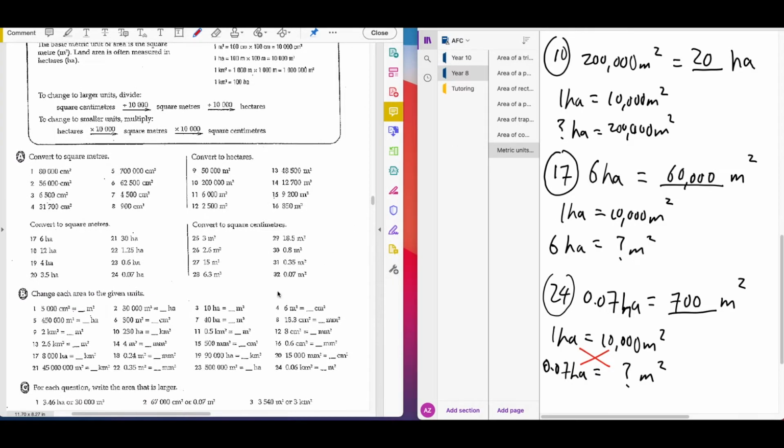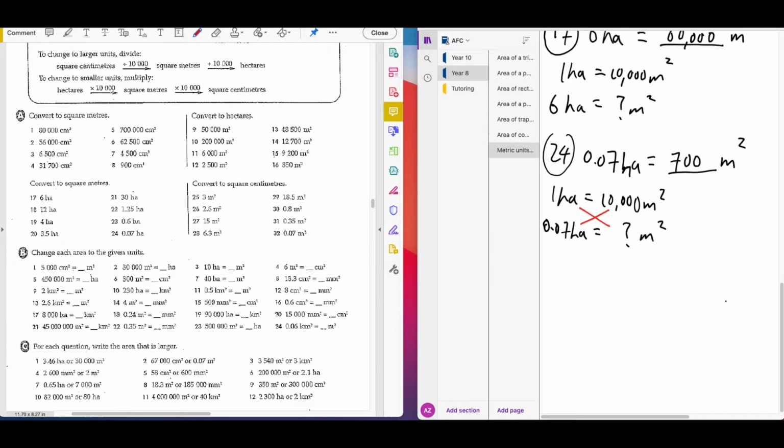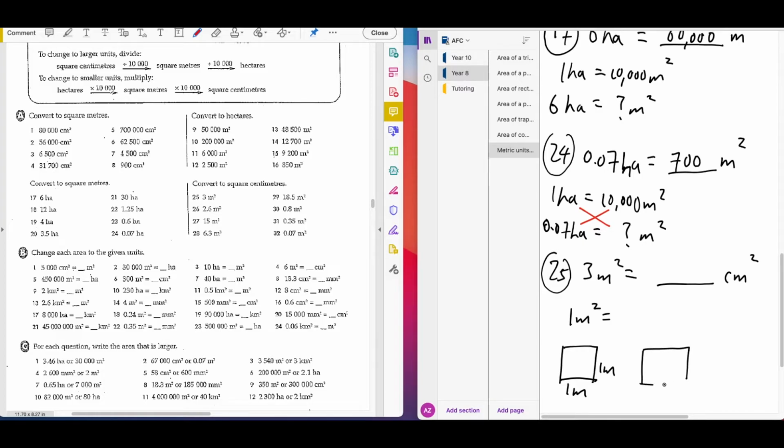All right, let's take a look at a different question. Question 25 says, convert to square centimeters. So 3 square meters is equal to how many square centimeters, right? If you think about it this way, 1 meter squared is equal to how many square centimeters? So if you think of a 1 by 1 square, 1 meter by 1 meter, and you have to convert this into centimeters, what should that be? We know that 1 meter is equal to 100 centimeters, right? And this should be 100 centimeters.